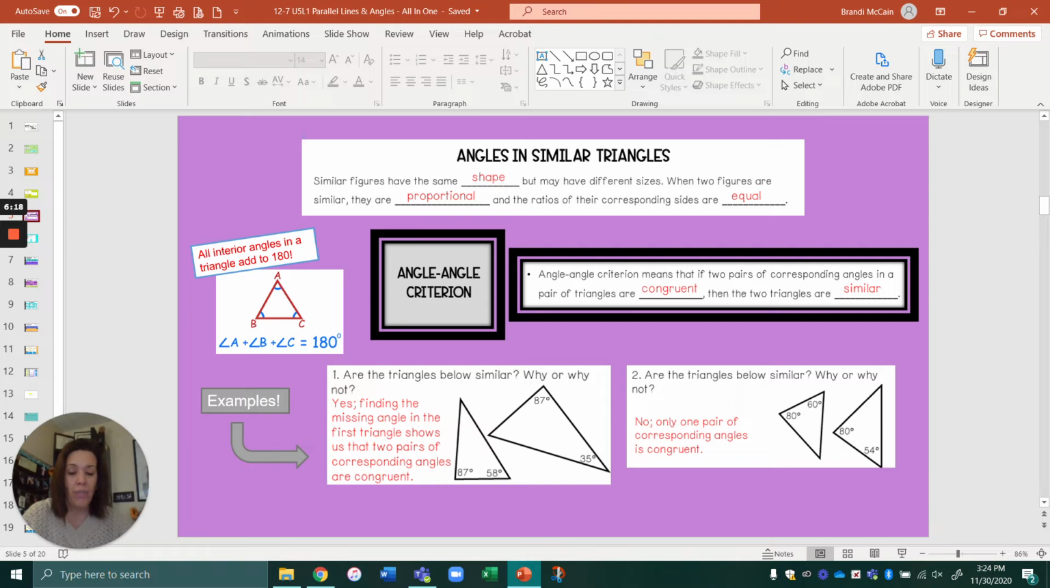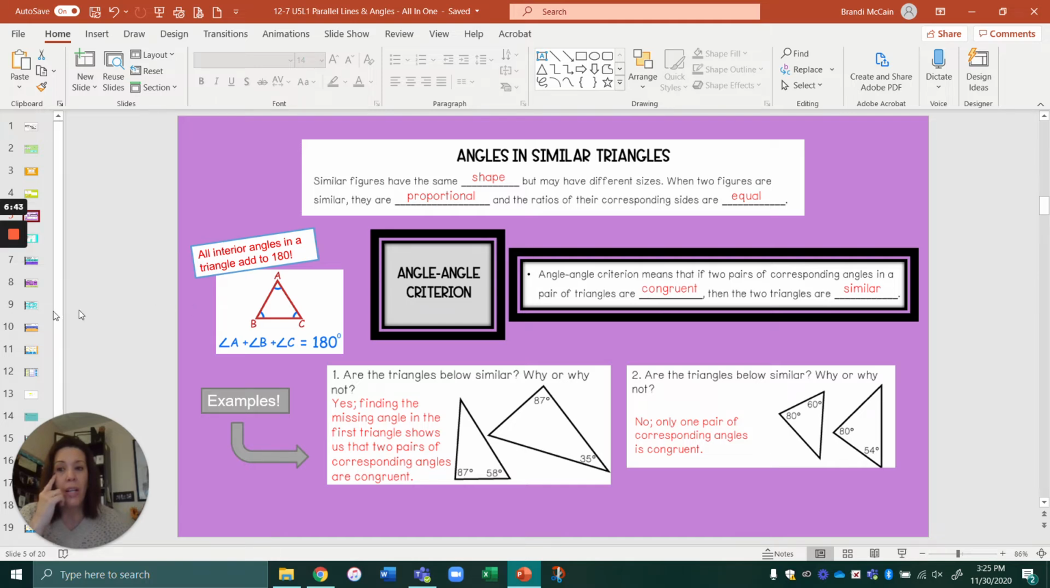So if you take 80 plus 60 and subtract it from 180, you get 40. Is that angle there 40? No, because it should either be a 60 or a 40. It's neither one, so those two are not similar. Okay, these are not. All right.